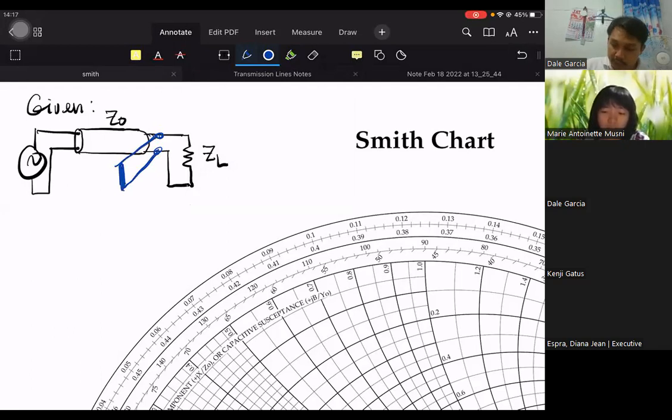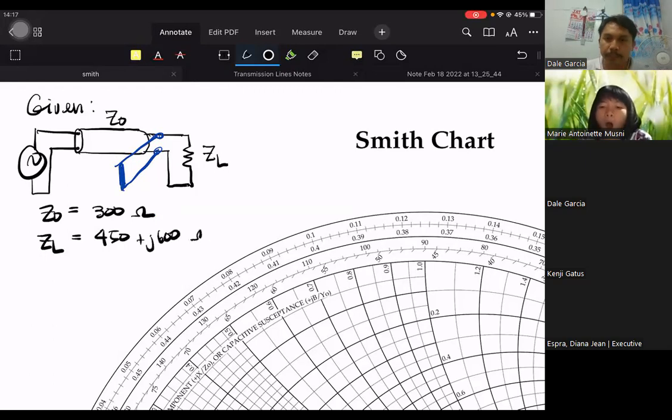So for a transmission line with characteristic impedance of 300 ohms, and a load with a complex impedance of ZL equals 450 plus J600 ohms. Determine the SWR, the distance a shorted stub must be placed from the load to match the load to the line, and the length of the stub.